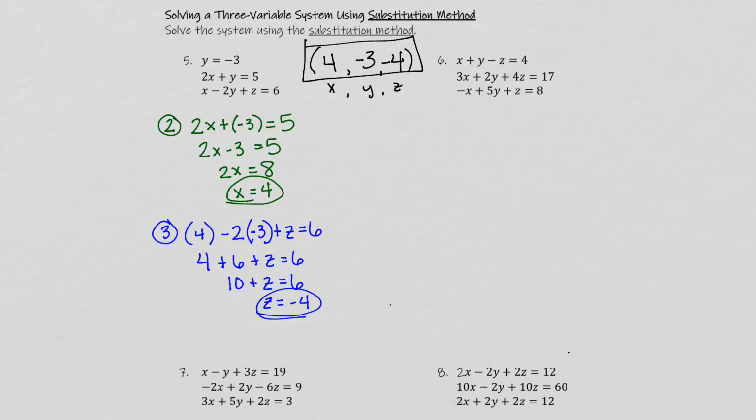If we try it on the last equation, I have 4 minus 2 times -3 plus -4 equals 6. Well, 2 times -3 is a positive 6, so adding it to 4 is 10. Subtract 4 is 6, so that does work out. If you have trouble seeing that, write it out, or take this whole side and put it in your calculator, and you need to get that as your answer. That's how you check it.